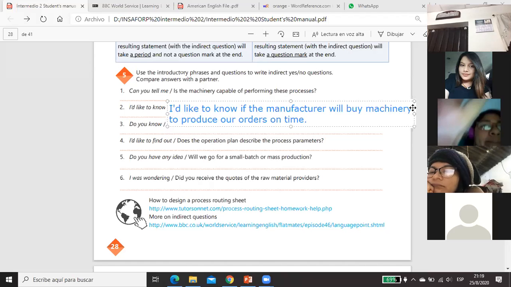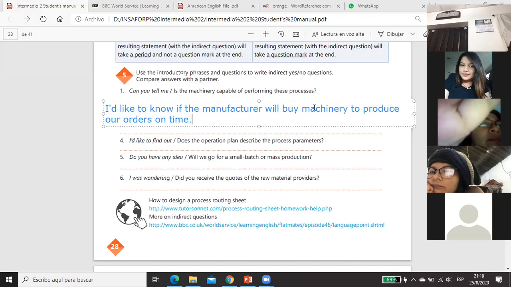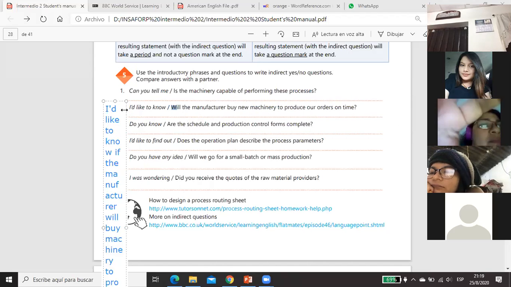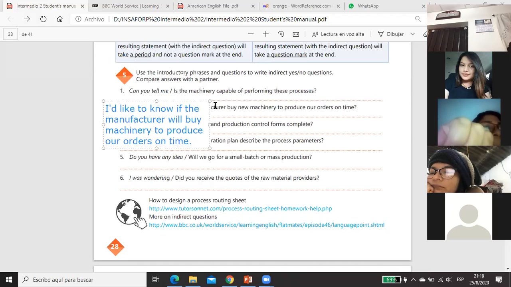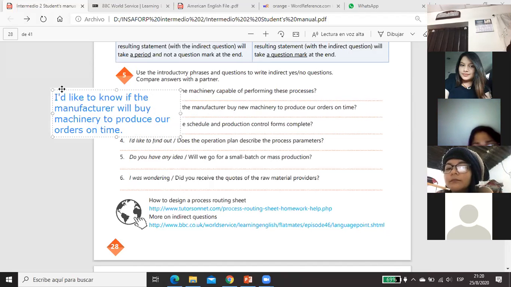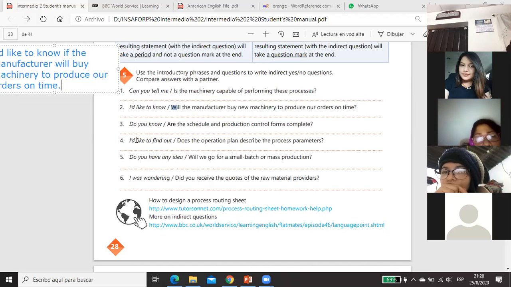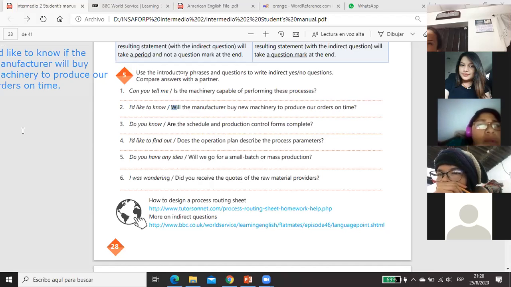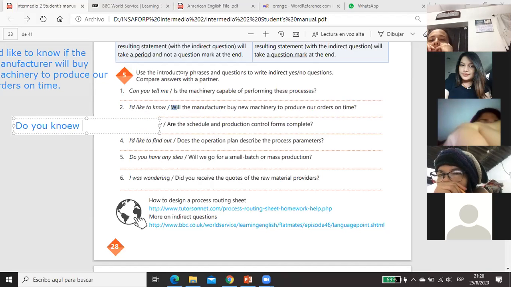All right, we're gonna do number three together. I think we need to do all of this together. It works better for everybody to do them together. All right, let's work on number three, please. Ana Lilian, help us doing number three, okay? So here we go. Please start. Do you know, are the schedule and production control forms complete? Uh-huh.